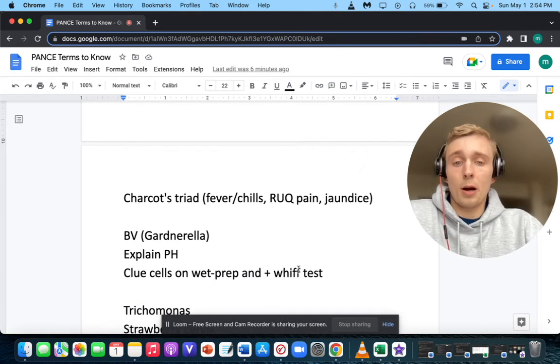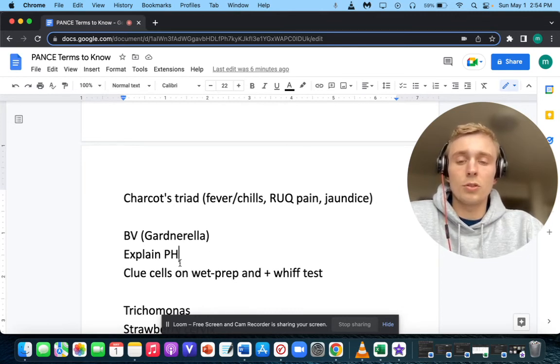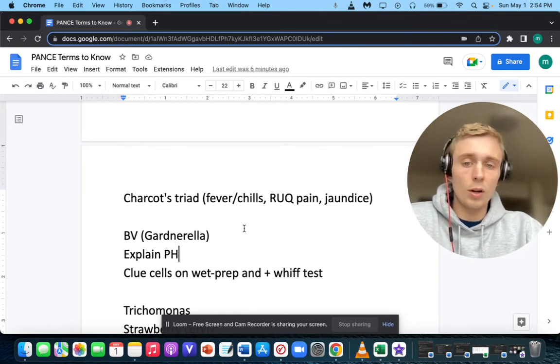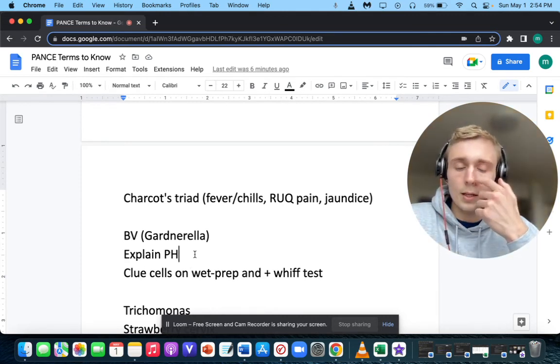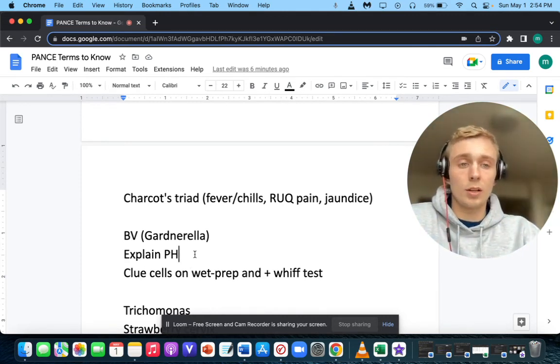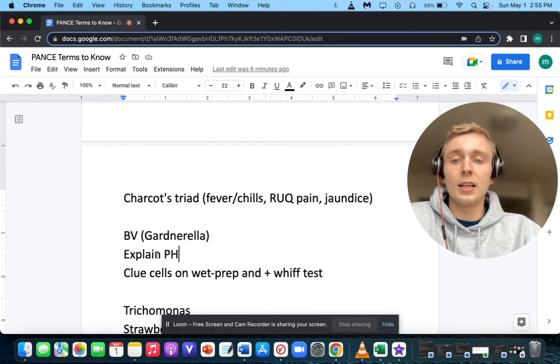So if I say a positive whiff test, clue cells on the wet prep, you want to think of BV, bacterial vaginosis, and this is Gardnerella vaginalis. So which type of vaginitis will have an elevated pH? There are two that will have an elevated pH and one that will not. BV, as well as trichomoniasis, have an elevated pH.